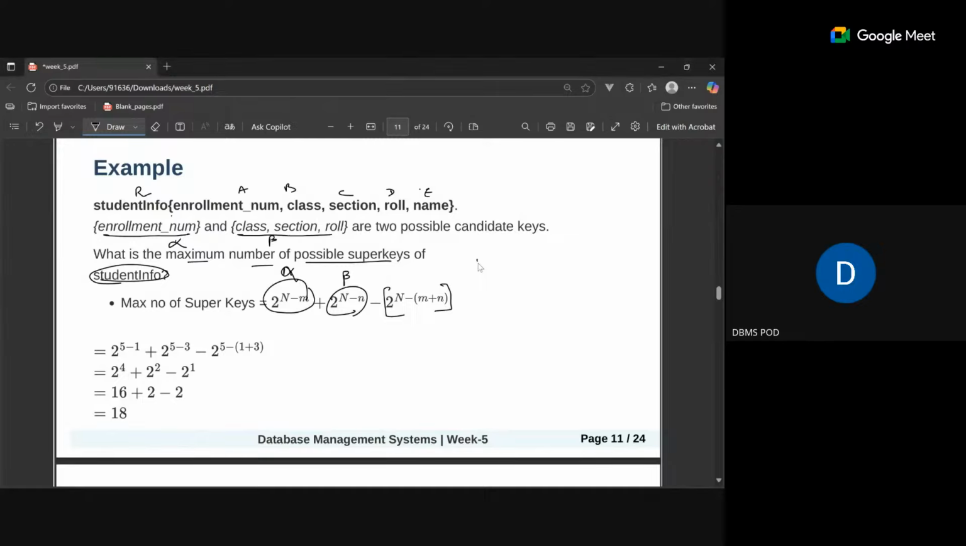The set formula which we have seen in basic mathematics: n of A union B is equal to n of A plus n of B, and we subtract whatever is found common in both. In the same way, we are subtracting the number of super keys which are common to both of these. So that's why it's m plus n here.